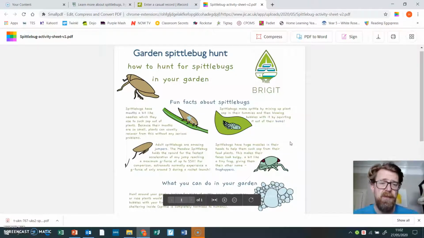But make sure you don't hurt them, because not all of them are dangerous and none of them can hurt you. Some of them can jump, but when they're little, when they're nymphs, which is what they are inside the spittle, they can't bite you. They're just not strong enough. And so you can put them in your hand even and then put them back on the leaf afterwards.